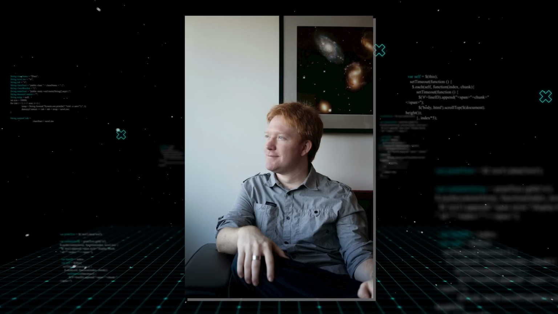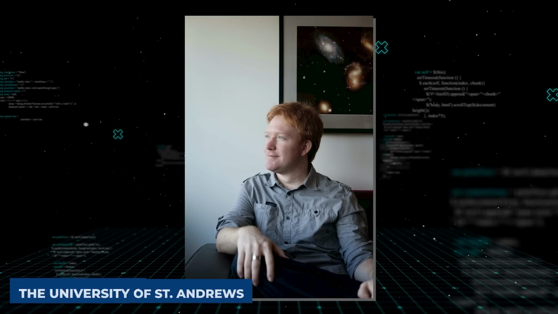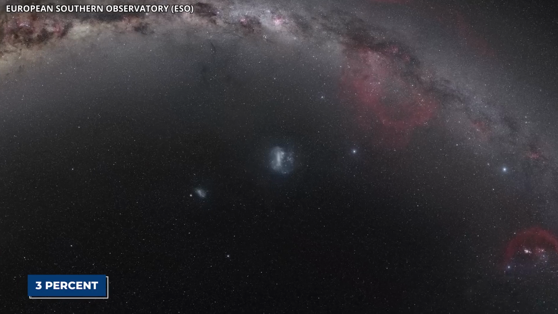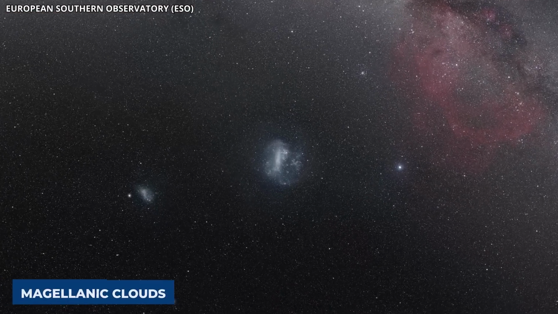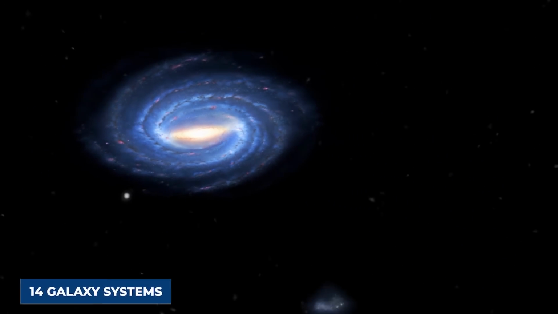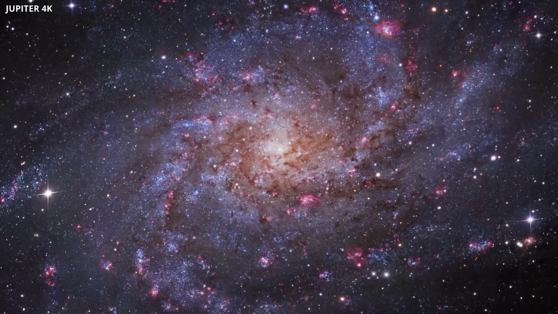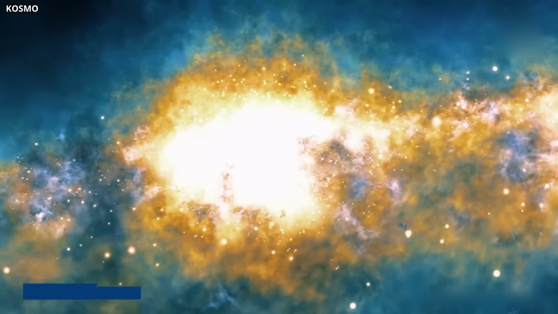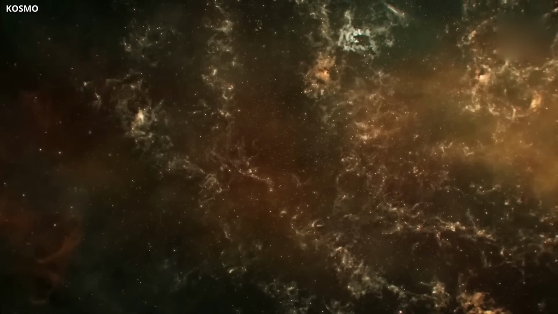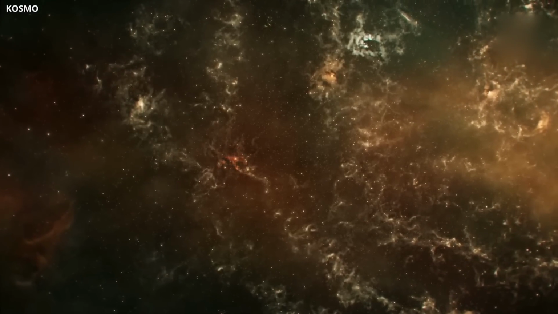According to study leader Aaron Robotham of the International Centre for Radio Astronomy Research and the University of St Andrews in Scotland, just 3% of galaxies like the Milky Way contain companion galaxies like the Magellanic Clouds. They discovered 14 galaxy systems that are related to our own, with two of them being nearly exact matches. Robotham and his colleagues were looking over data from the Galaxy and Mass Assembly Survey, which maps out about 340,000 galaxies in the local universe, and they weren't expecting to find any true Milky Way twins.